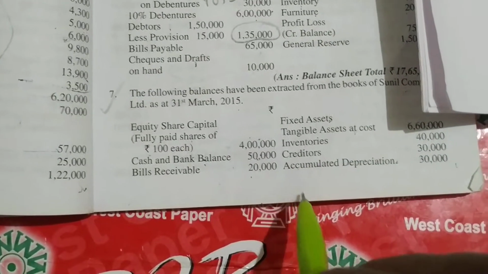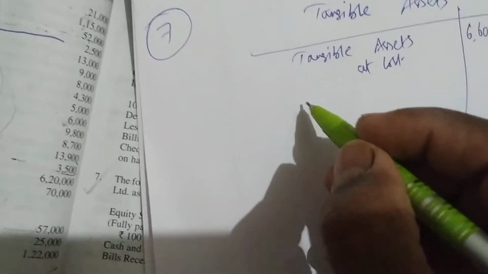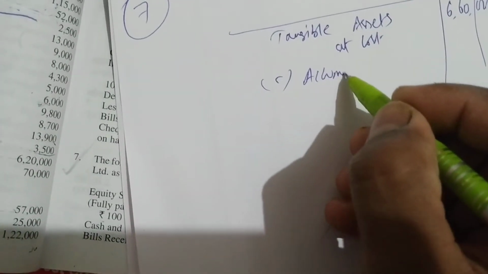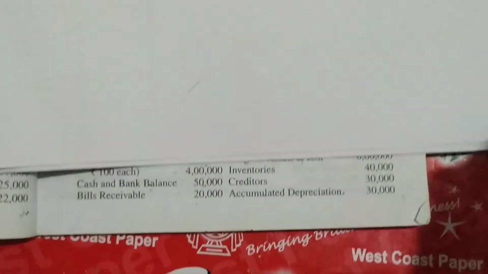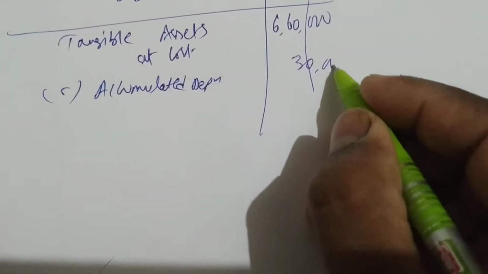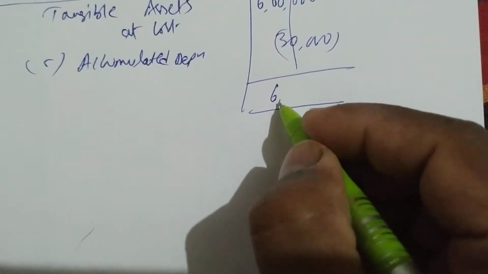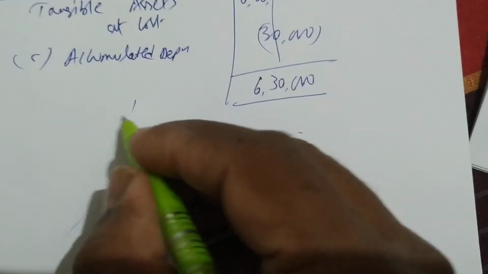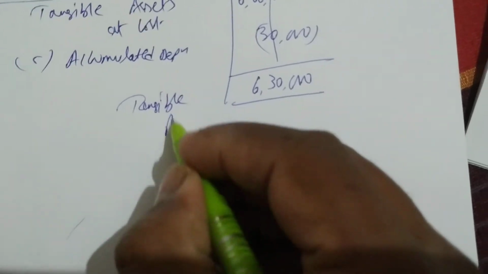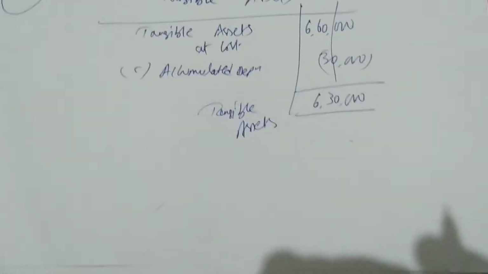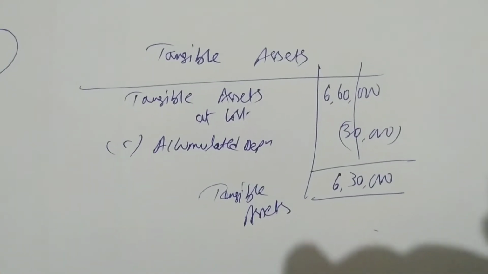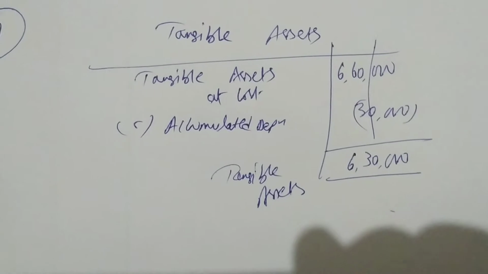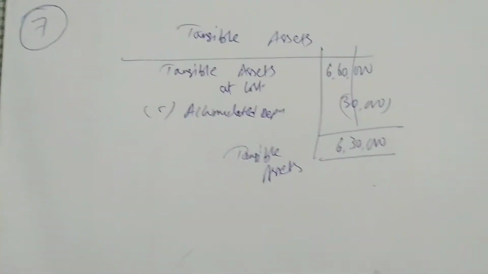Okay, inventory and creditors we'll see later. One more item he's saying is accumulated depreciation. So you write minus accumulated depreciation. How much is that? We are having 30,000 as accumulated depreciation. You write 30,000 here and deduct from 6,60,000. You will get 6,30,000 as tangible assets. So you have to write in the balance sheet tangible assets 6,30,000. Okay, the treatment is very easy. You have to prepare a working note: tangible asset 6,60,000 minus 30,000 accumulated depreciation. You have to write under tangible assets 6,30,000.